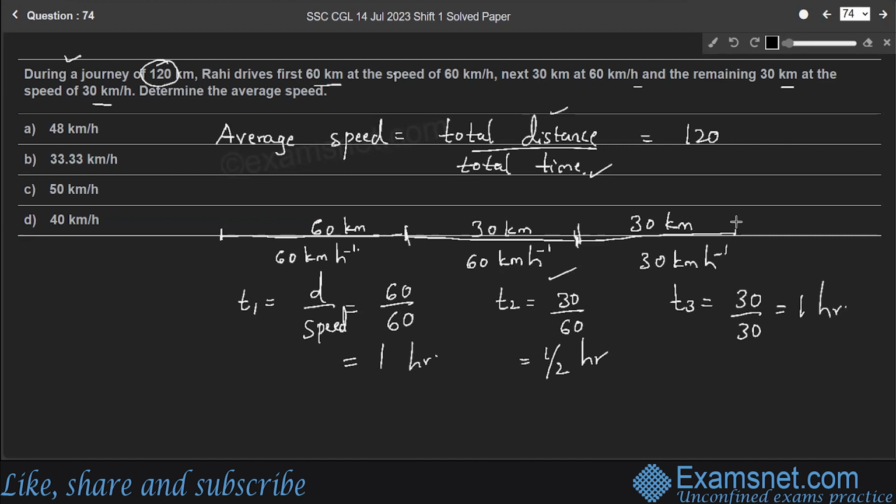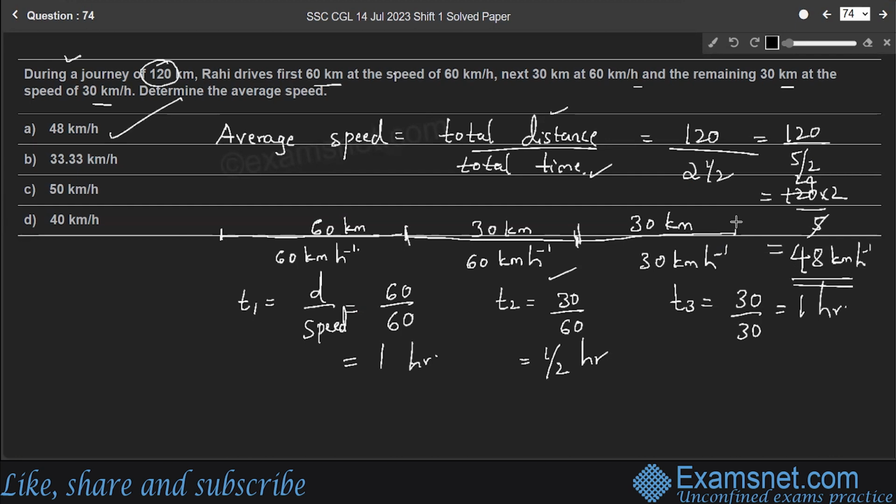Here the total time is 1 hour plus 1 hour plus half an hour, which is 2.5 hours. So 120 by 5 by 2, right? So 120 into 2 by 5, which is 5 into 24. Therefore, average speed is 48 km per hour. So during the journey, the average speed of Rahi is 48 km per hour.